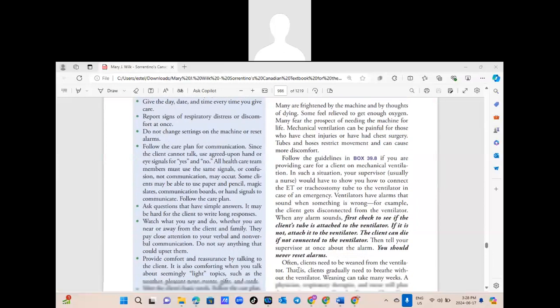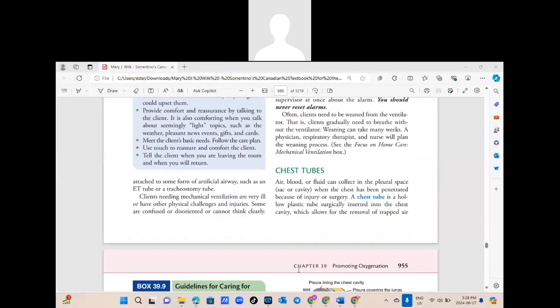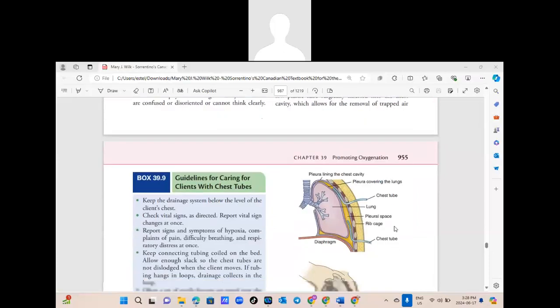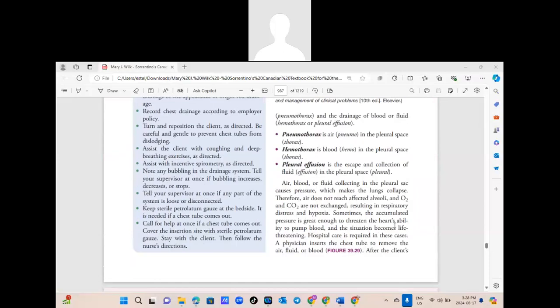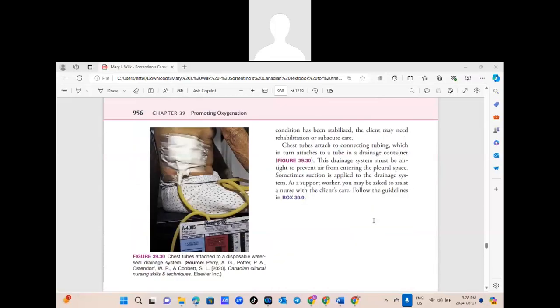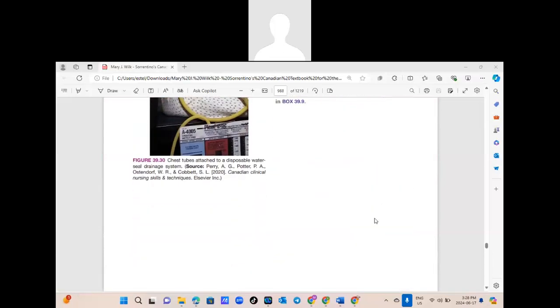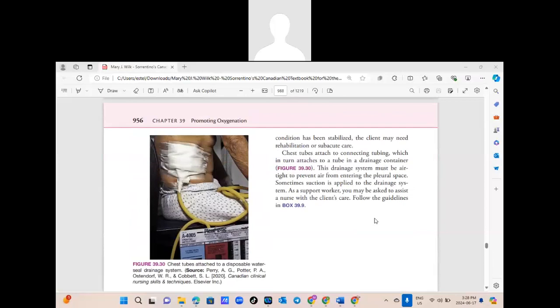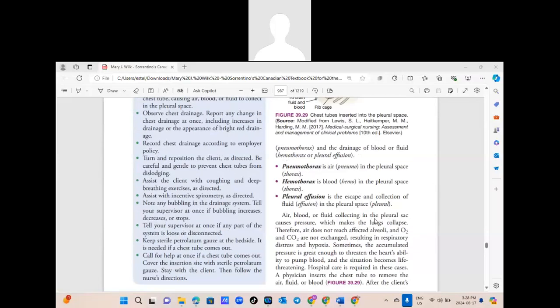All right. So let's go to chest tube. The chest tube is a hollow plastic tube surgically inserted into the chest cavity, which allows the removal of trapped air or blood that is trapped in the pleural space, or the pleural sac.